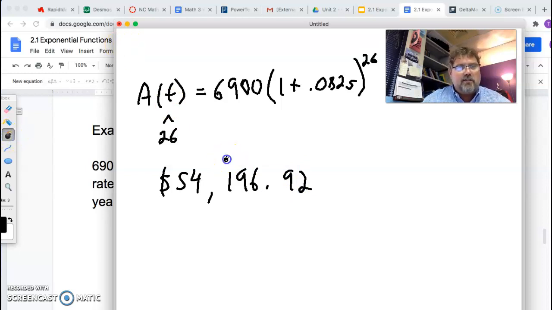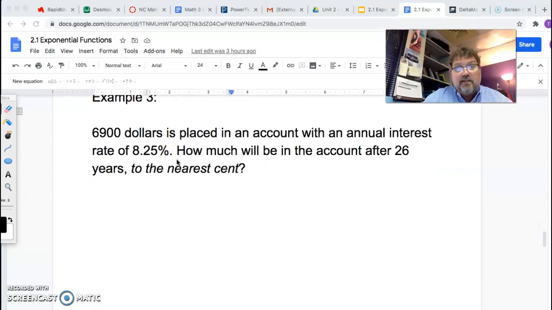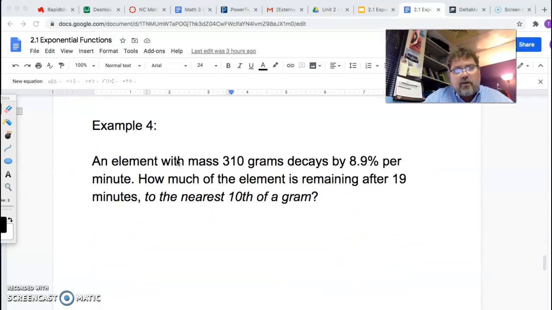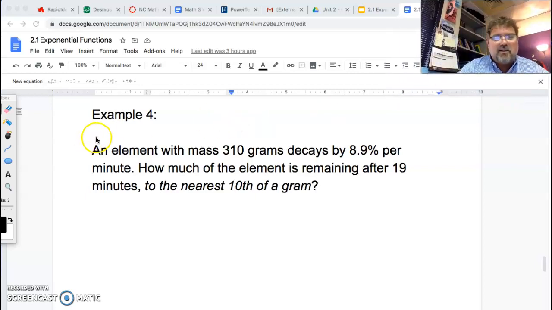And there's one more I want to do with you, and we'll call it good on these. There's a couple of these problems I want you to do. And these are Math 1 level. Okay, so I know this is pretty easy. I'm not trying to insult your intelligence with these, but it's a good warm-up to looking at these things, right? Because in this course, we're going to be asked more difficult questions than this, and they will want exact answers. So it says an element with a mass of 310 grams decays by 8.9% per minute. How much of the element is remaining after 19 minutes to the nearest tenth of a gram?